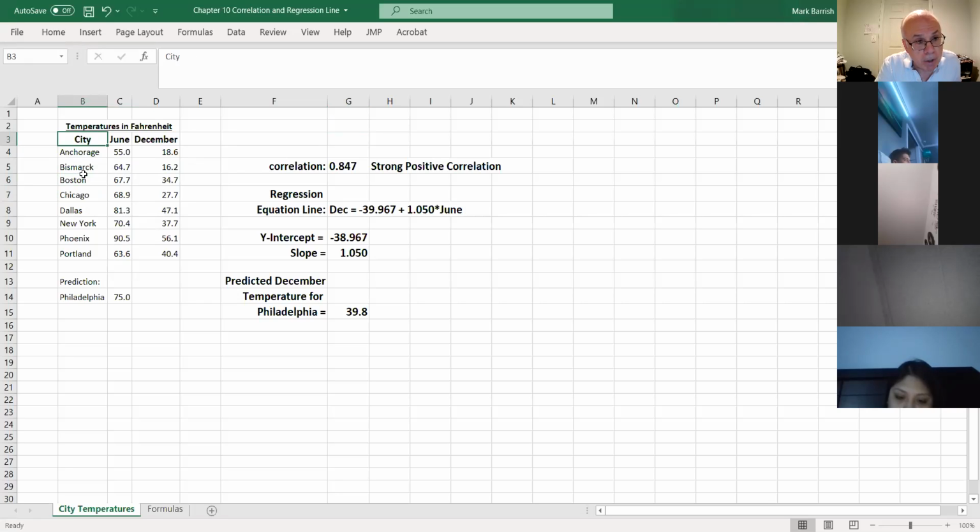Now I highlighted it. You don't have to highlight it like I did, but I typed in the word city because these are the cities. And then I typed in June for June temperatures, and December for December temperatures. I simply enter these numbers one at a time. I enter a number and then hit enter, and it'll typically scroll down, and I enter another one, all the way down to the last one. The same thing for December. So it's very easy. It's not a hard thing to do.